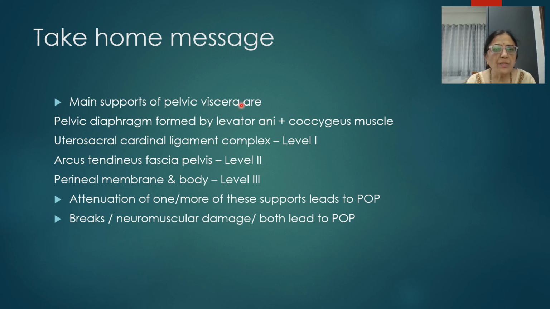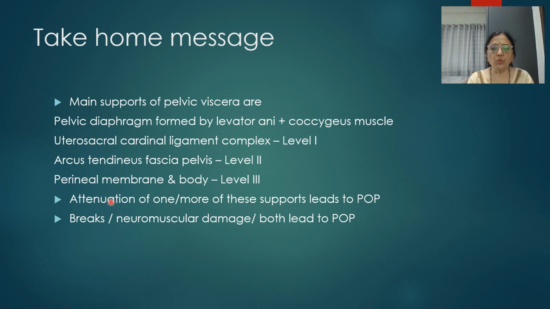Take-home messages: the main supports of the pelvic viscera are the pelvic diaphragm formed by the levator and coccygeus muscle, and the uterosacral cardinal ligament complex, that is level 1; the arcus tendineus fascia pelvis, that is level 2; the perineal membrane, which was previously called the urogenital diaphragm, and the perineal body at level 3, or the lower one-third of the vagina.